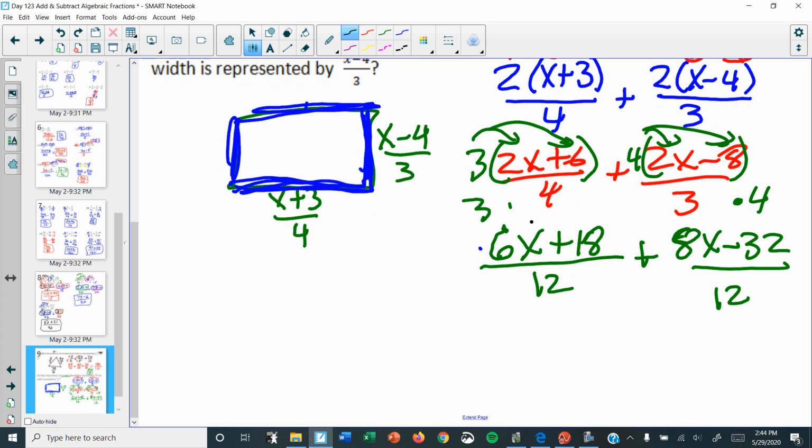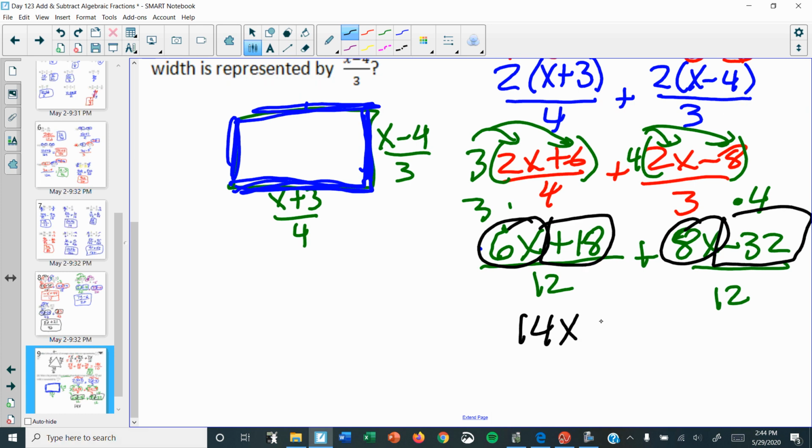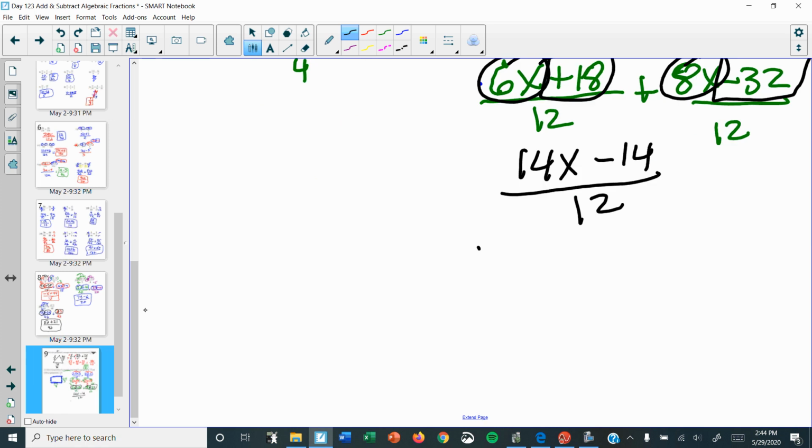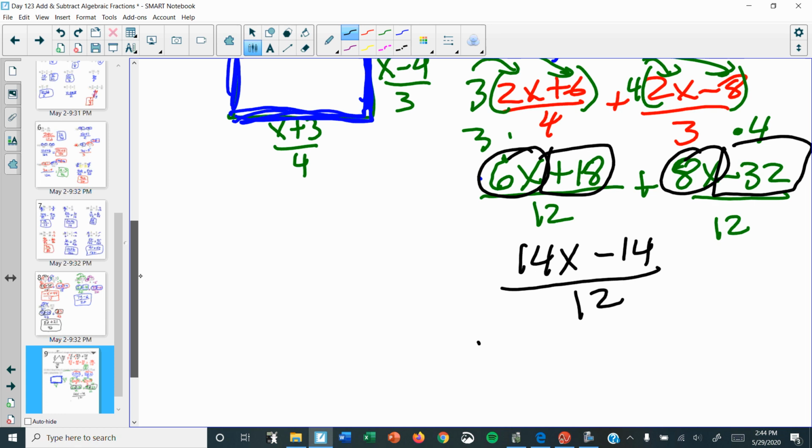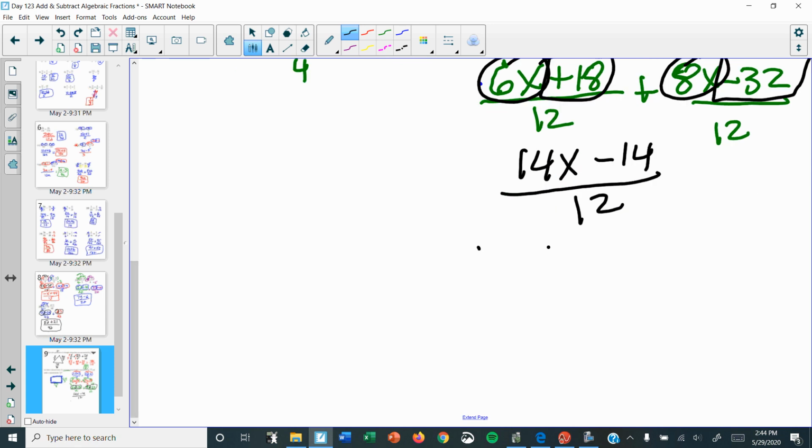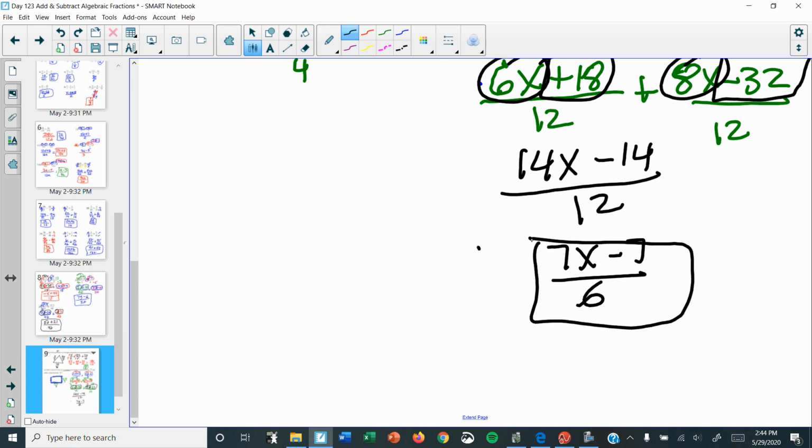Let's combine like terms. 6x, 8x, 14x, 18 minus 32 is negative 14 over 12. And here we go. When you simplify it, what can you take out of all those? Yes, you can take a 2 out. How cheeky. So, when you take a 2 out, you get 7x minus 7 over 6. And there is your perimeter.